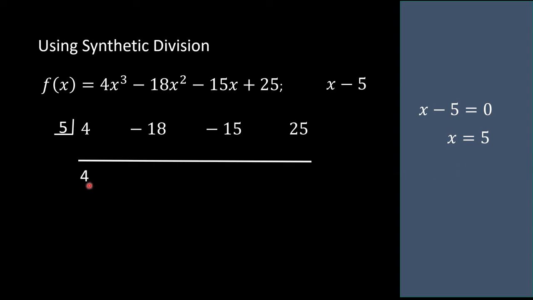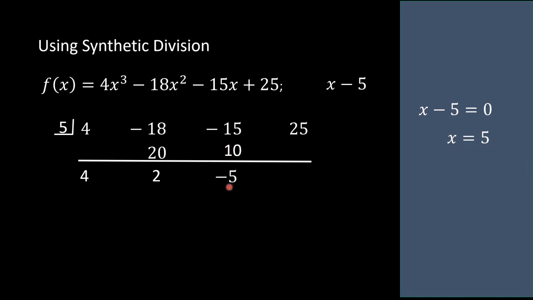Then multiply 4 by 5. 5 times 4 is 20. Write 20 below negative 18. And then add. Negative 18 plus 20 is equal to positive 2. Then 2 times 5 is equal to 10. Write 10 below negative 15. Then add. Negative 15 plus 10 is negative 5.